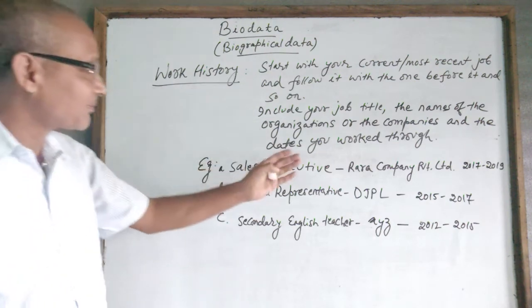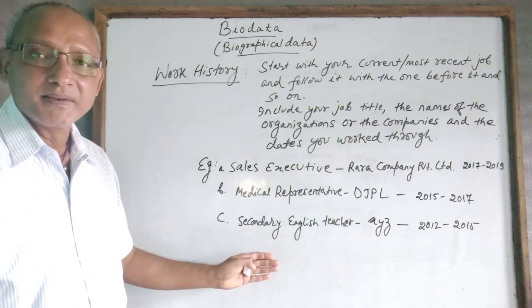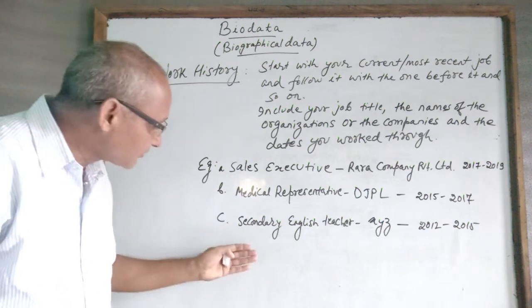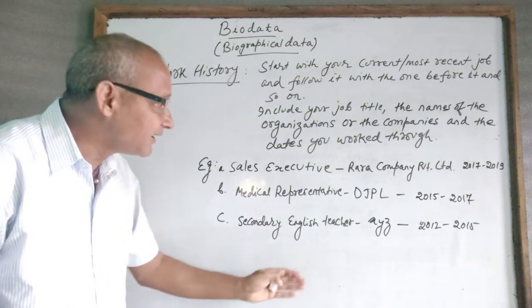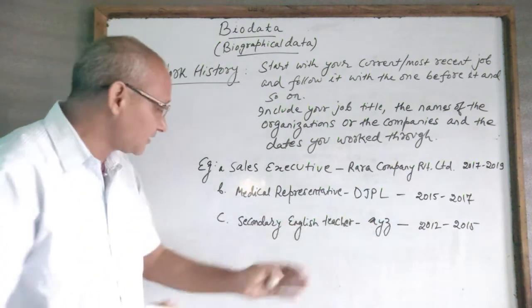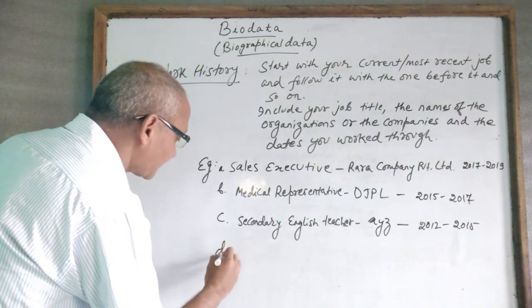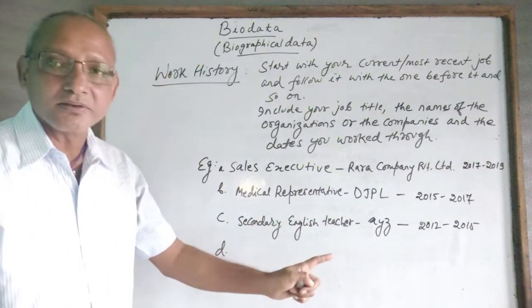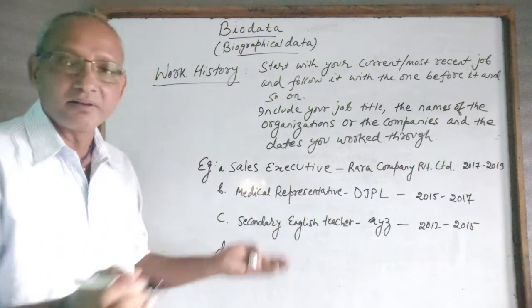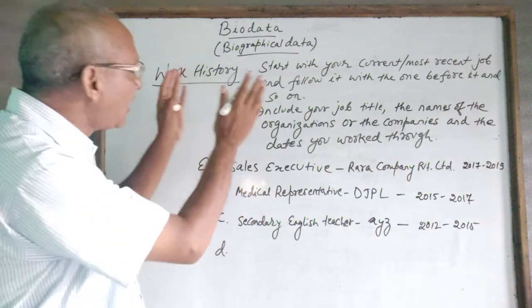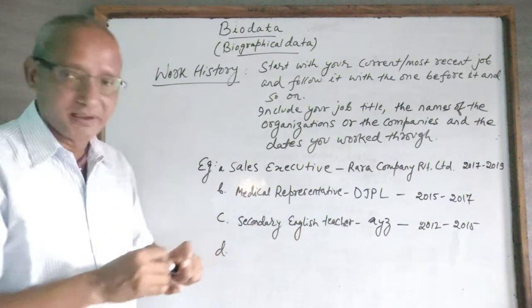So this is my work history, and I must have worked voluntarily in some other places. If it is so, I can include that. I can include that also. If it is not there, not needed. So this is how we write our work history in short.